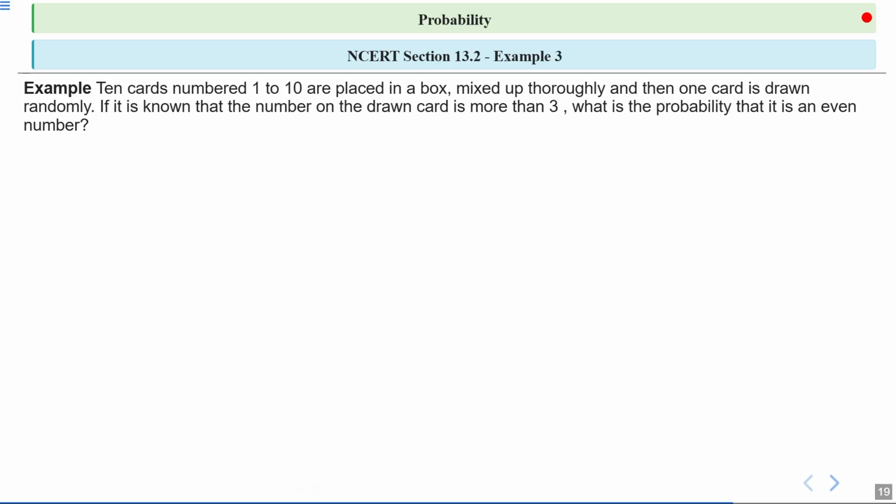Now, the next one is NCERT section 13.2 example 3: 10 cards numbered 1 to 10 are placed in a box, mixed up thoroughly, and then one card is drawn randomly. If it is known that the number on the drawn card is more than 3, what is the probability that it is an even number? We have to find the probability that it is an even number. Okay, so let's see the solution part.